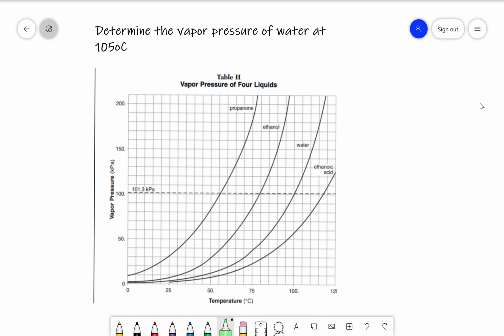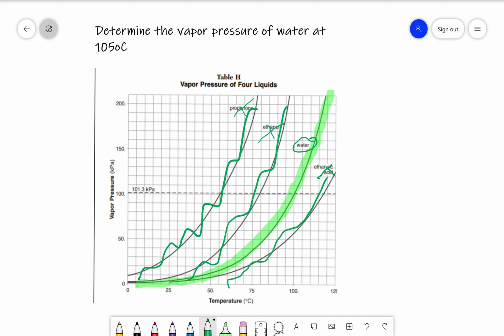Well, water, we see, is based on this line right here, this green line. So anytime they give you a question like this, you only pay attention to the liquid that they're talking about. In this case, they're talking about water. So we don't need to worry about ethanol, propanone, or ethanoic acid. These lines that they represent, just pretend they don't exist. We don't care about those. We only care about the one that represents water.